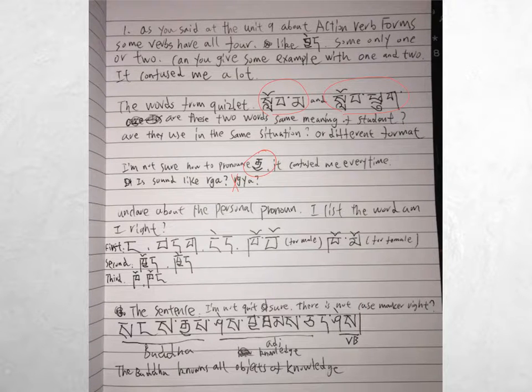Unsure about personal pronouns. You listed first, second, and third, and that's correct, yes. And this sentence, you say, I'm not quite sure, there's not a case marker. So the Buddha, you're right, knows all objects of knowledge. So you're right that this is in the nominative and this is also in the nominative.